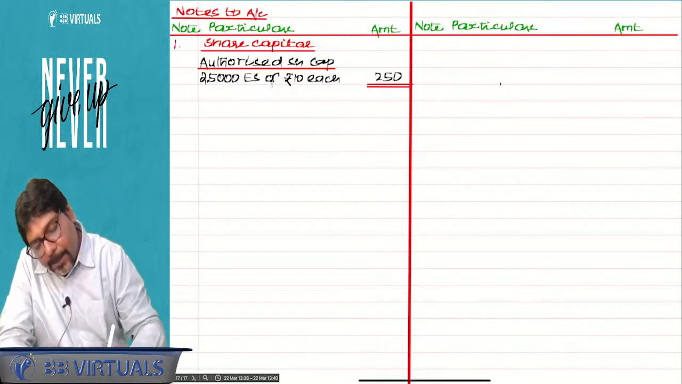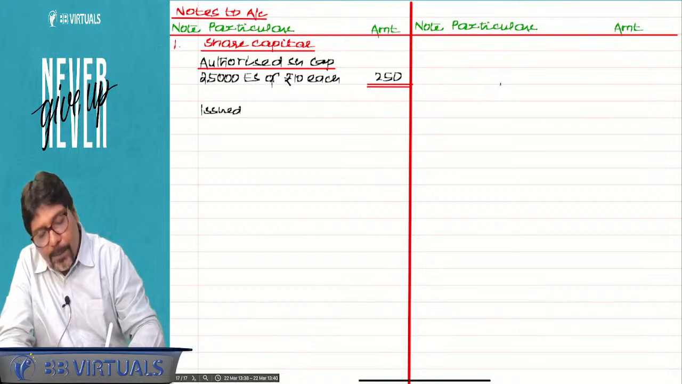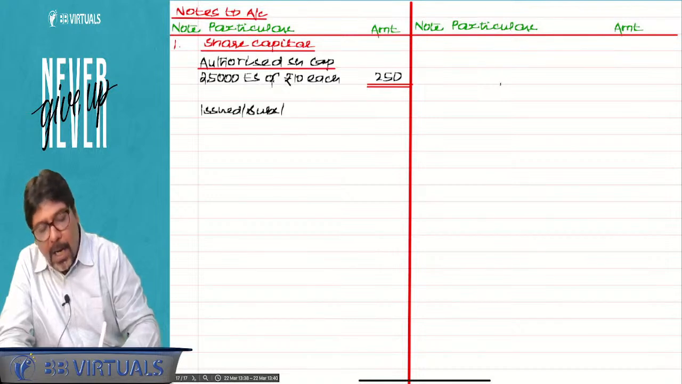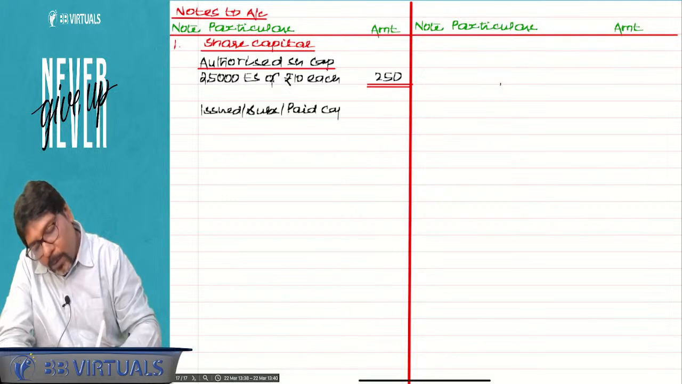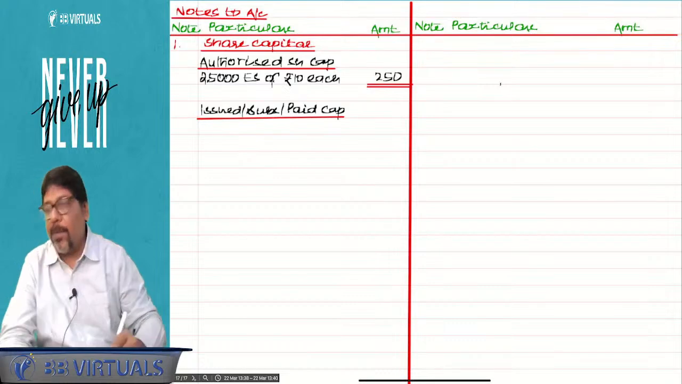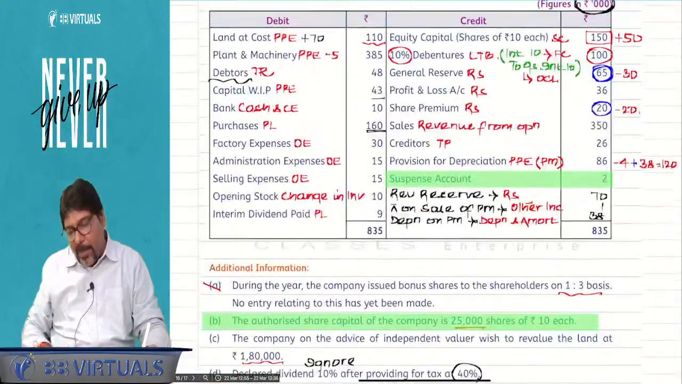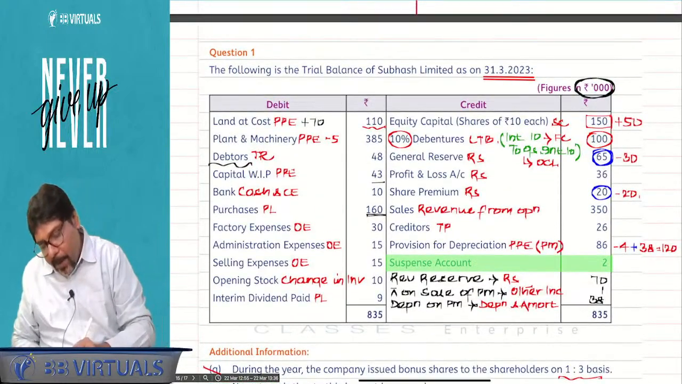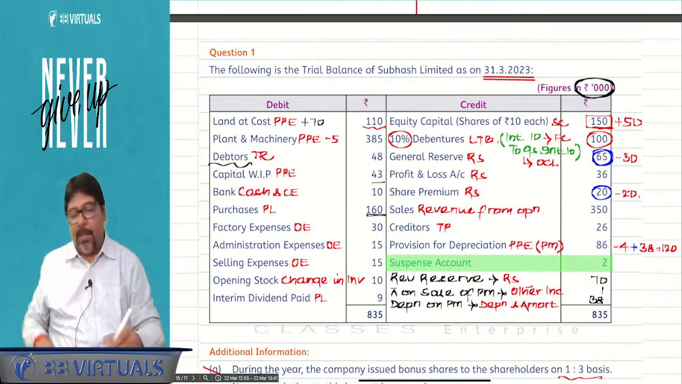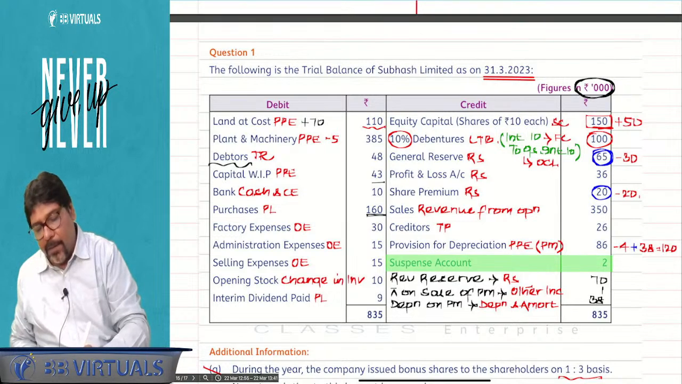Then chartered, issued, subscribed, and paid up capital. Now, chartered, issued, subscribed, and paid up capital. Now, understand. This base 150 is nothing but 1,50,000. Yes, sir. 150 is nothing but 1,50,000.